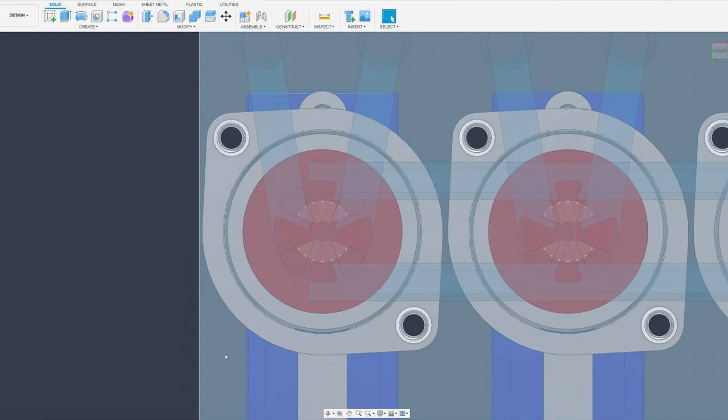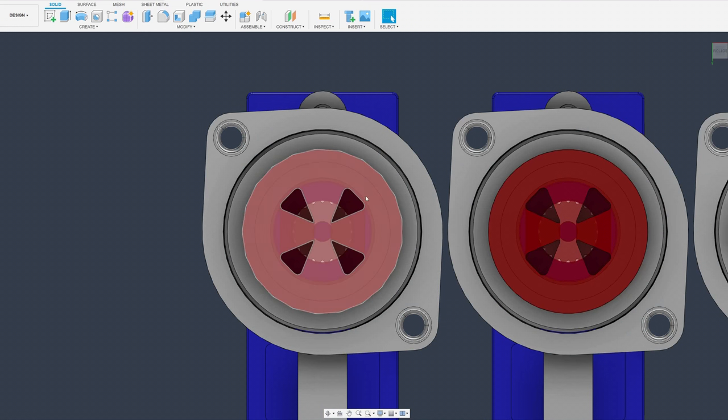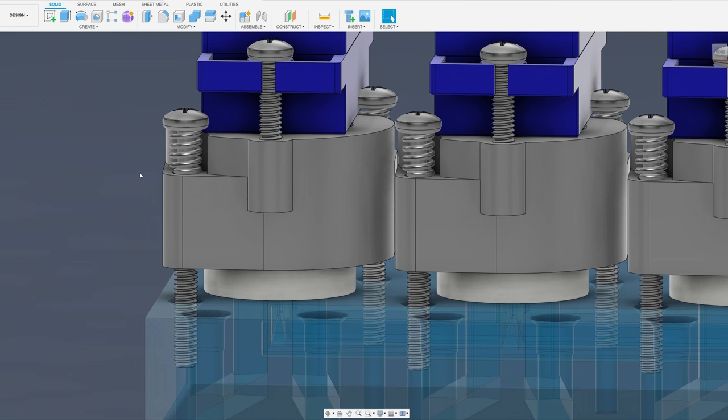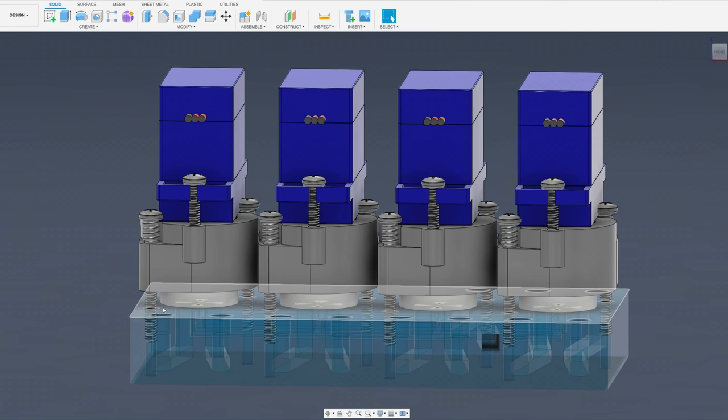The triangular shape of the plate allows us to maximize the cross-sectional area of the valve. This allows us to increase the flow rate. These springs maintain the pressure between the valve plate and the valve body, thereby decreasing the leakage.